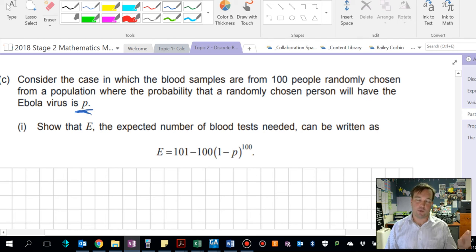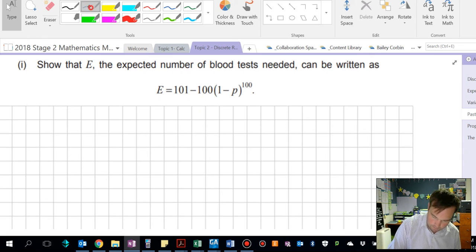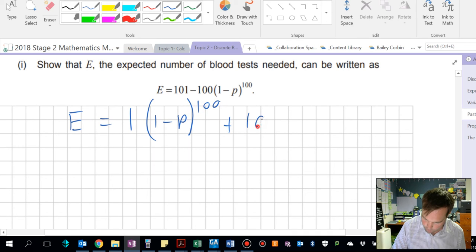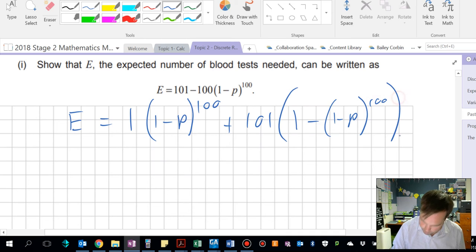Previously, the probability of having the virus was 0.01, and that way pooled testing was better. Then it was 0.75, and individual testing was better. Now we're trying to simplify when it's just P. So just P, we would start off by using that expectation formula and knowing where it's coming from. The expectation formula is 1 multiplied by the probability that only the pooled sample is tested, i.e. it's negative, 1 take P to the power of 100, that's all 100 people being negative, plus 101 lots of 1 minus that first probability, 1 take P to the power of 100.